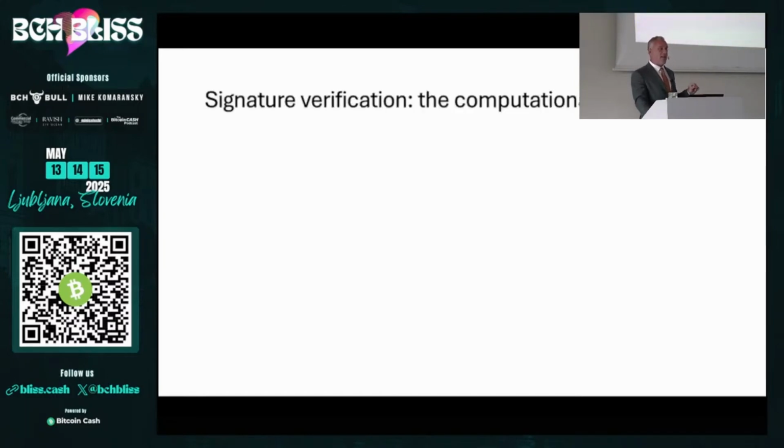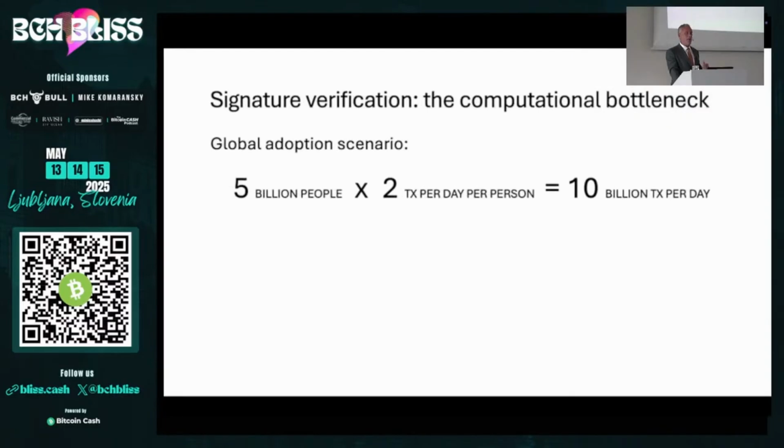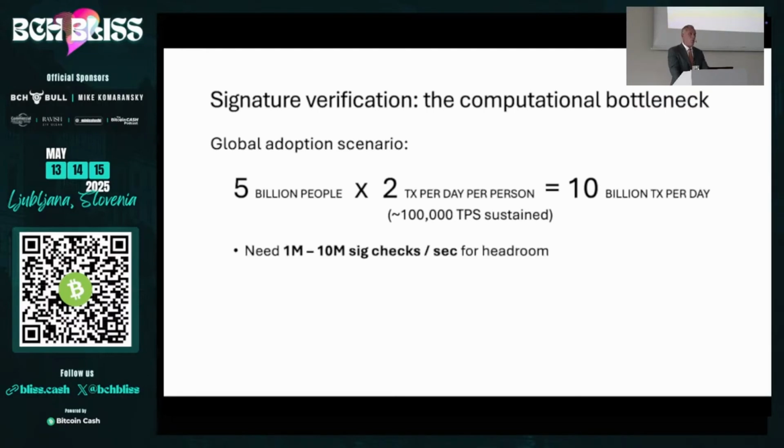To get an idea of how much of a bottleneck it is, we're going to consider this global adoption scenario where we imagine we have 5 billion people. They're making 2 transactions per day, so 10 billion transactions per day in total, for about 100,000 transactions per second sustained. Now, we want to have hardware that can easily keep up, so we want to have lots of headroom. So I think we want about 1 to 10 million signature checks per second.